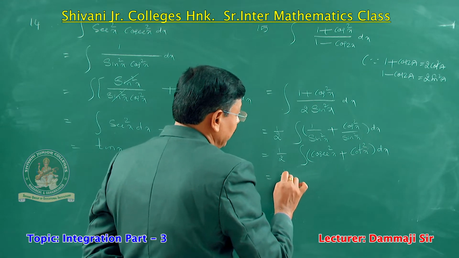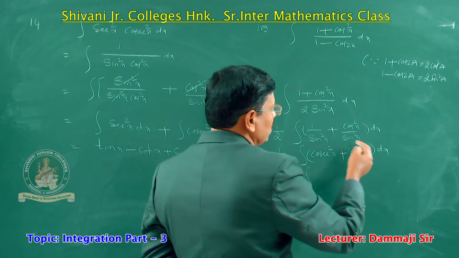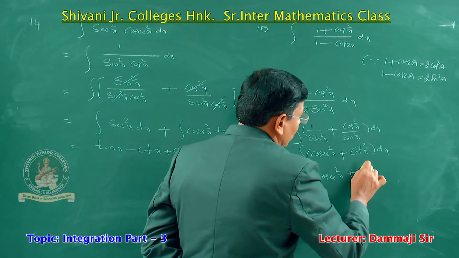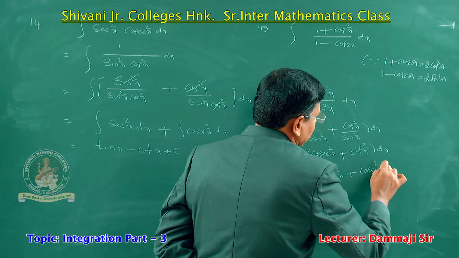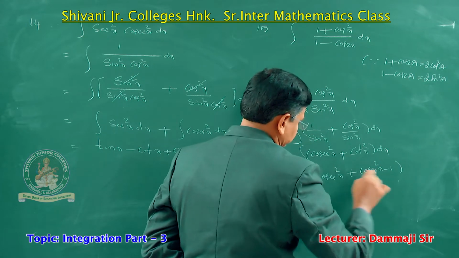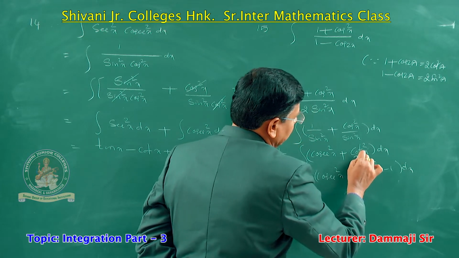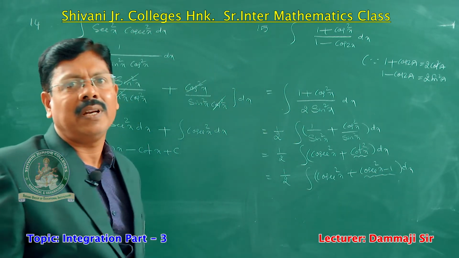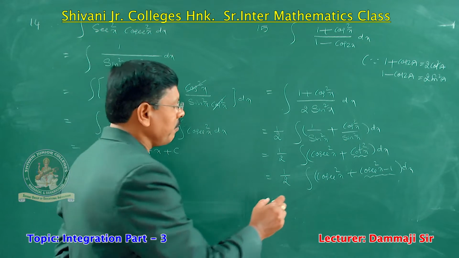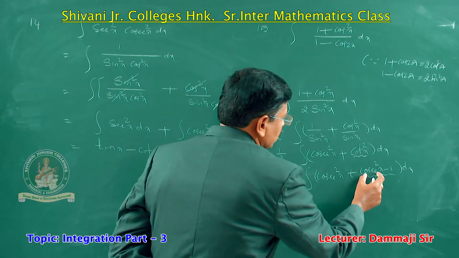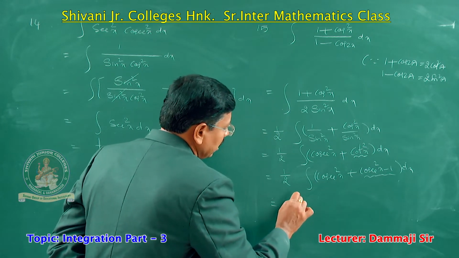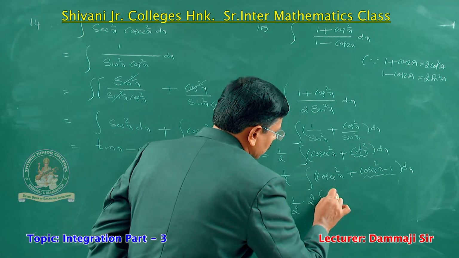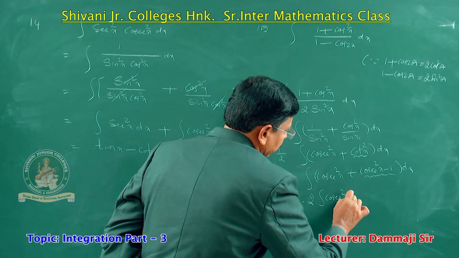What about its standard identity in cosecant and cot: cot square x is nothing but cosecant square x minus 1. Cot square is nothing but cosecant square minus 1. Now we have the formula. Okay, fine. Cosecant square plus cosecant square, write down 1 by 2 into 2 cosecant square x. Okay, fine.